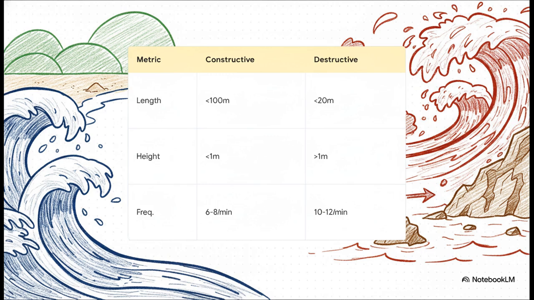Let's look at the numbers. Constructive waves are the low and slow builders. They have long wavelengths of up to 100 meters, low heights of less than a meter, and a super chill frequency of just 6 to 8 waves per minute. Now contrast that with destructive waves. These are rapid fire and aggressive. They have short wavelengths under 20 meters, heights greater than a meter, and they crash onto the shore with a high frequency of 10 to 12 waves per minute.